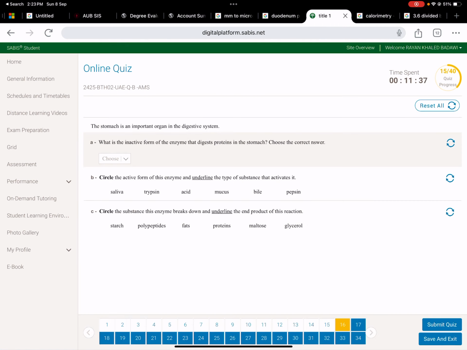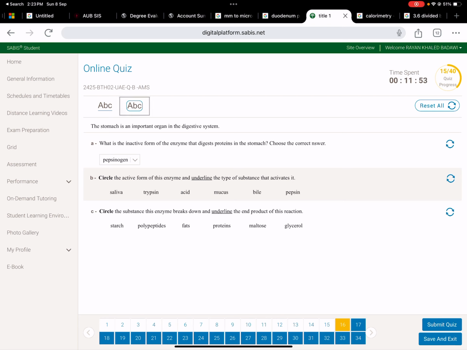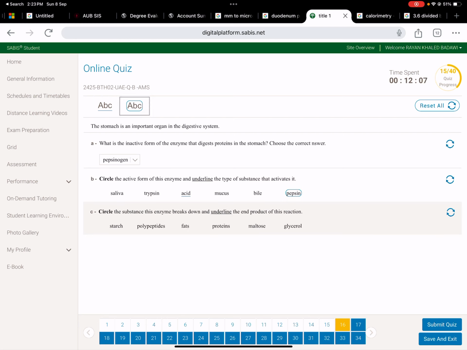Let's go next. What is the inactive form of the enzyme that digests proteins in the stomach? So the inactive form is pepsinogen, while the active form is pepsin. As they told us to circle the active form, we circle pepsin and we underline what activates pepsin. Remember, we said it's one of the functions of the hydrochloric acid. Circle the substance this enzyme breaks down. So the substrate it breaks down is proteins, and it changes them into smaller polypeptides.